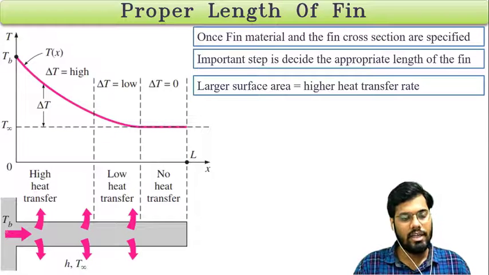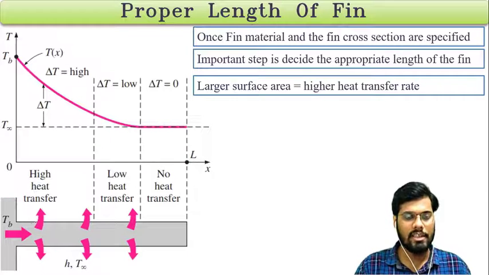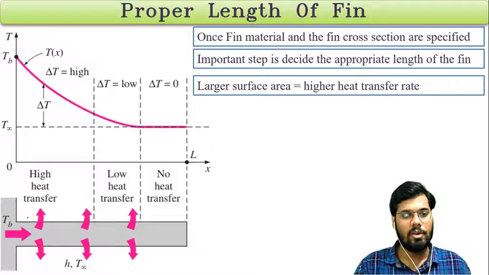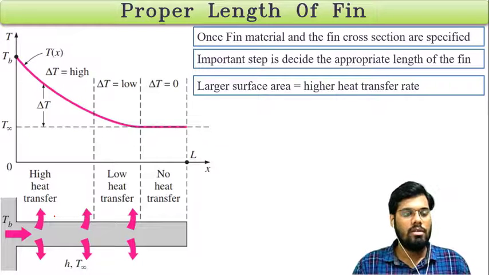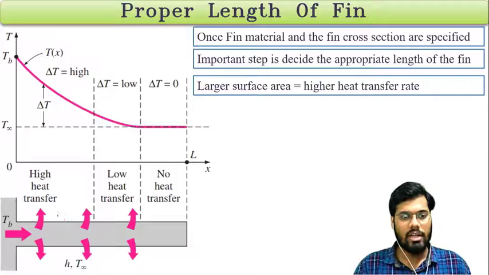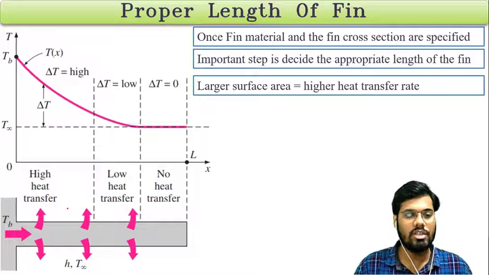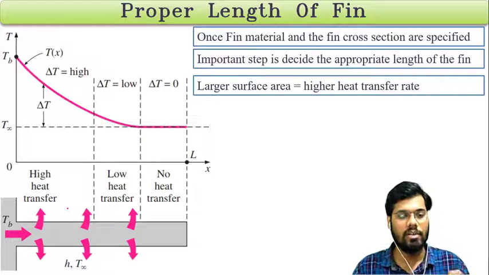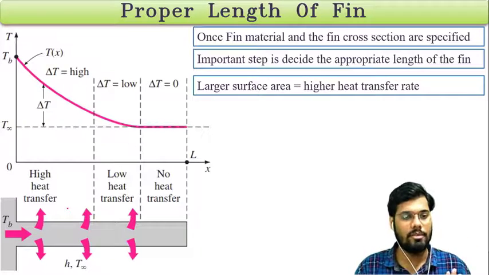First the heat will transfer from this base wall to the fin by conduction, and simultaneously there is convection heat transfer between the surface of the fin and the surroundings. We know that there is convection between the surrounding fluid and the fin surface, and the heat transfer rate by convection is calculated as h A delta T. The surface area of the fin and the convective heat transfer coefficient h are constant, so the heat transfer rate Q is directly proportional to the temperature difference. So the higher the temperature difference, the higher the heat transfer rate by convection.